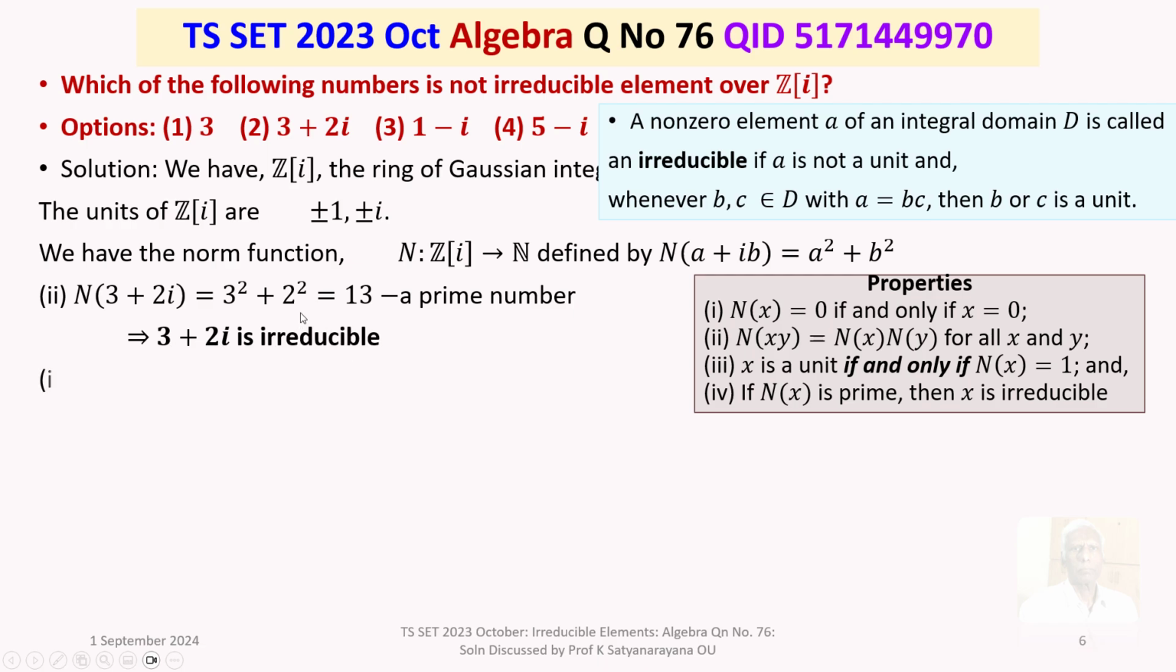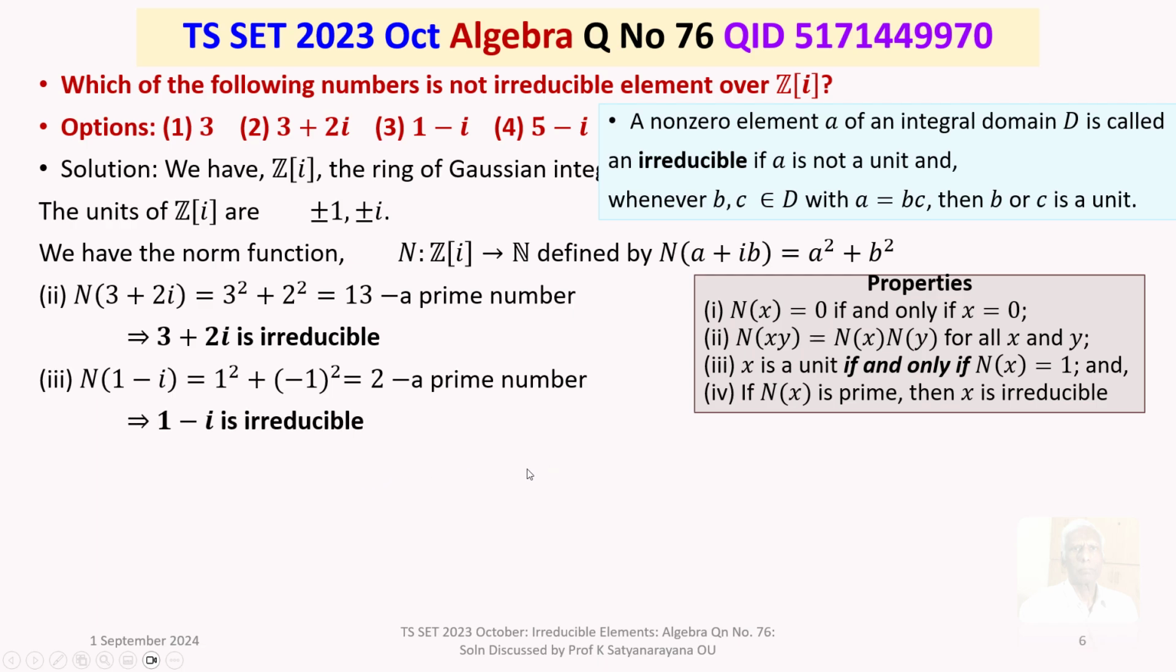And so also the third one, 1 minus i, is not a unit, and n of 1 minus i is 1 square plus minus 1 square, that is 2, which is a prime. So again, property number 4 will tell you that 1 minus i is irreducible. So we have shown the options 1, 2, 3 are irreducible elements. So obviously the option 4 will be our answer if the question is correct.